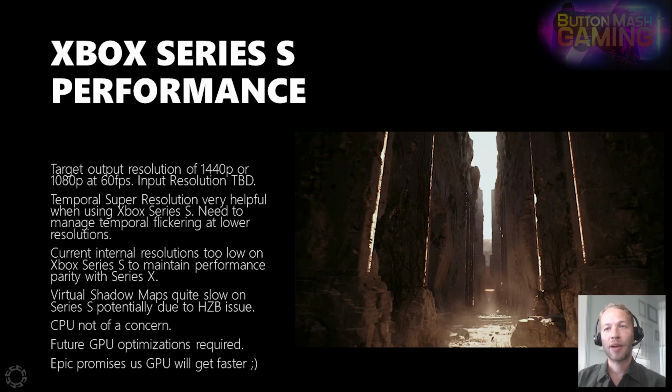Virtual shadow maps immediately stood out when we started profiling as a problem for Xbox Series S. And this is just due to an HZB issue with virtual shadow maps. Epic informed us to try disabling the HZB with virtual shadow maps, and we did that and got 1.2 milliseconds back immediately on Series S. So hopefully a lot of these optimizations will be baked into future versions of UE5.